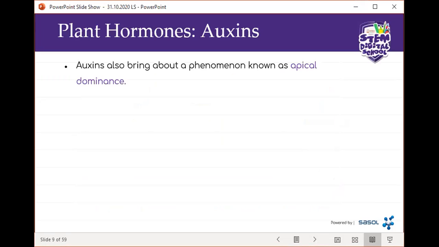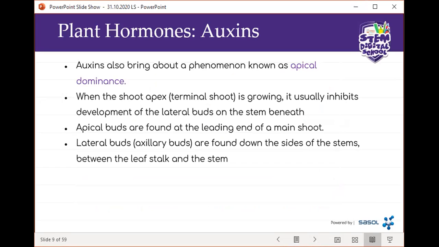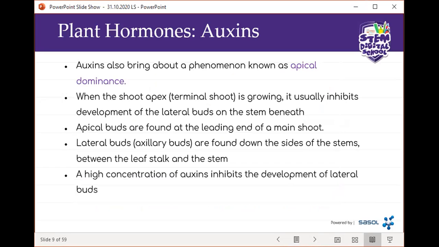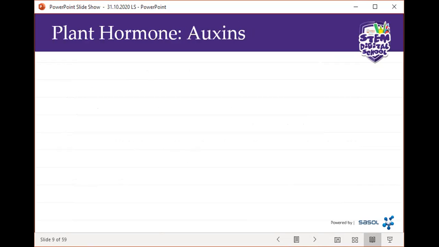Then we have more information with regards to the plant hormone auxins. They bring about a phenomenon which is known as apical dominance. In apical dominance, when the shoot apex or the terminal shoot is growing, it usually inhibits development of the lateral buds on the stem beneath. The apical buds are found at the leading end of the main shoot. The lateral buds are found down the sides of the stems between the leaf stalk and the stem. A high concentration of auxins inhibits the development of the lateral buds. Lateral branches lower down on the main stem will often grow longer than the lateral branches which go higher up.